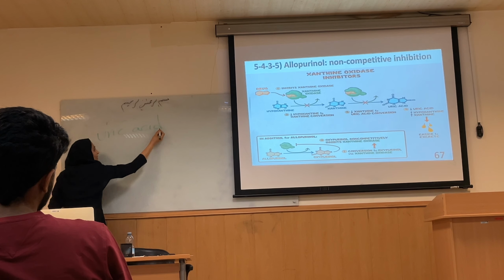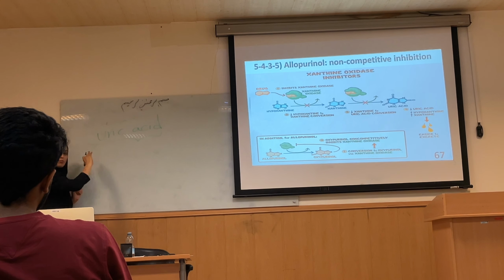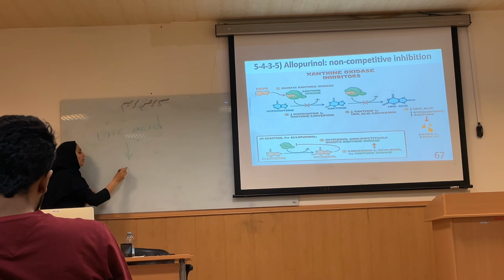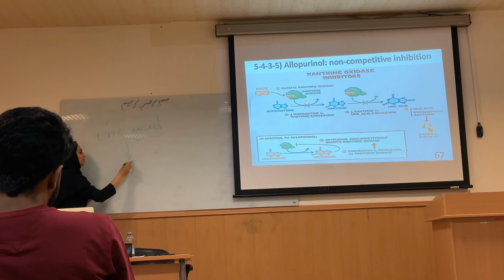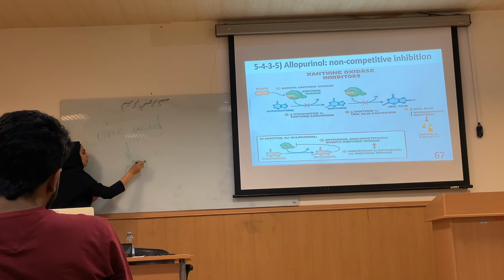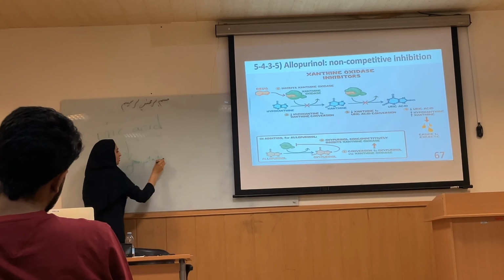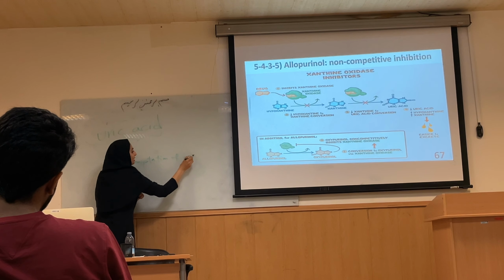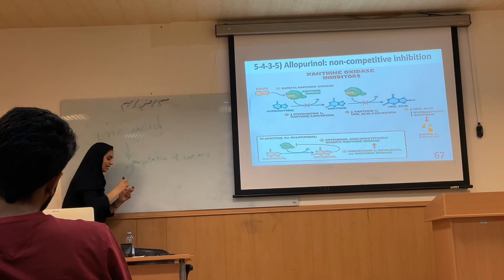Okay? Uric acid can be at a normal level, but after increasing the intake of a high amount of red meat, the uric acid level increases and it will convert to some precipitation of uric acid. What is happening?